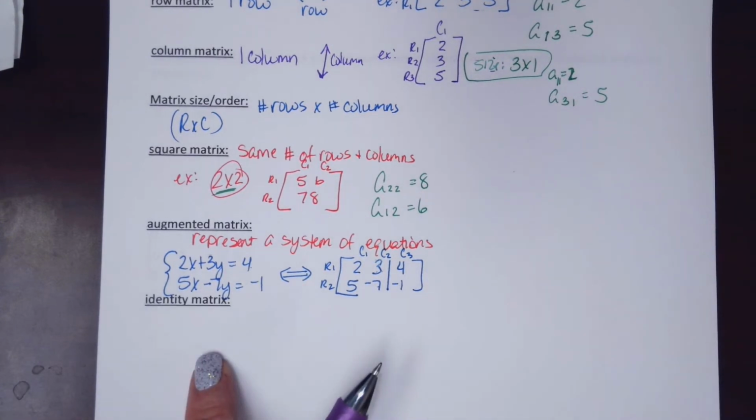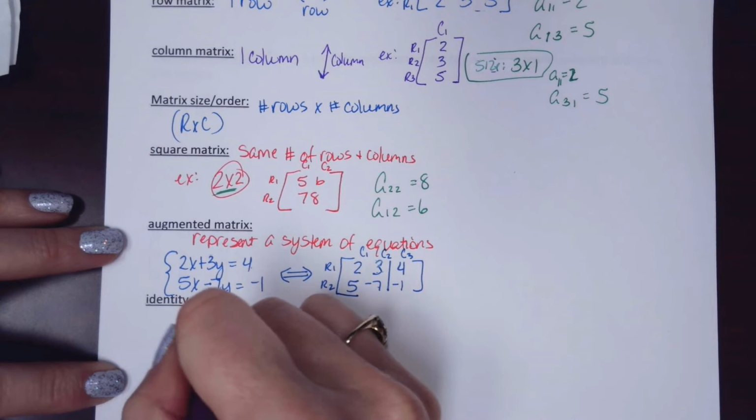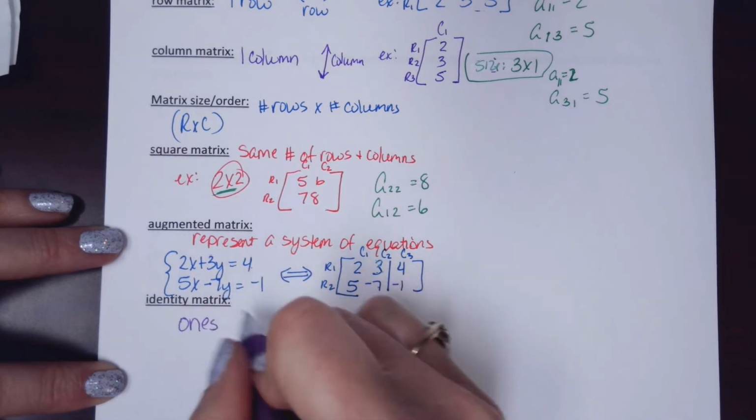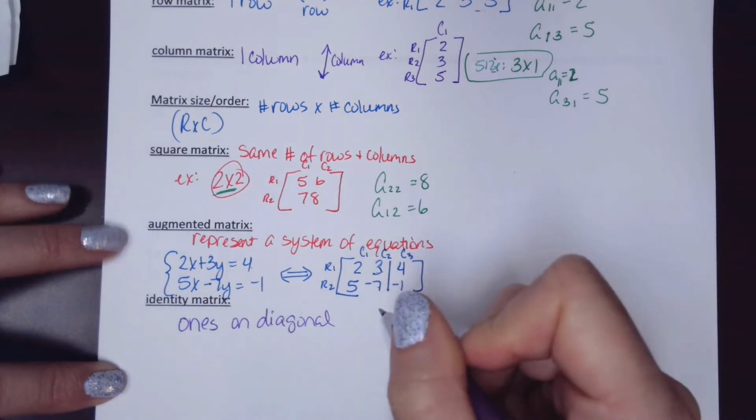Finally, for our definitions, our identity matrix is what we are working towards when we're trying to solve a system using matrices. An identity matrix has 1s on the diagonal and 0s everywhere else except the augmented column.